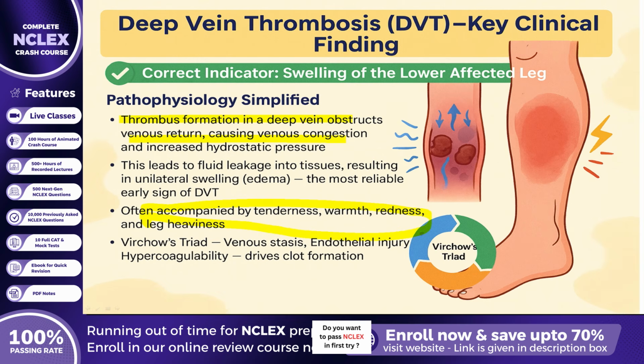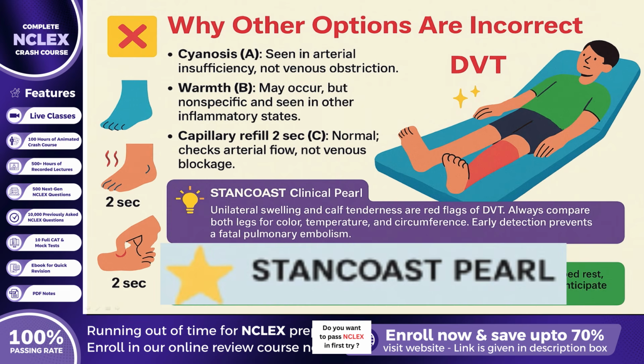The mechanism involves Virchow's triad: venous stasis, endothelial injury, and hypercoagulability, all of which contribute to thrombus formation and propagation. Looking closely at the individual options, Option A, stating that the foot appears cyanotic or blue, is incorrect because cyanosis is more typical of arterial insufficiency, where oxygenated blood flow is reduced. In DVT, arterial inflow is usually preserved, so the limb rarely becomes truly cyanotic unless there is extreme venous congestion.